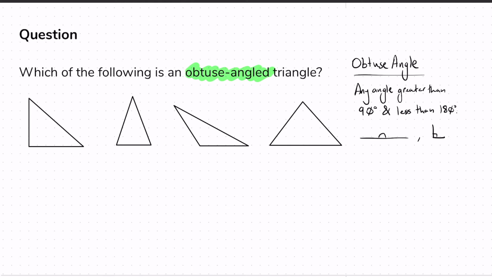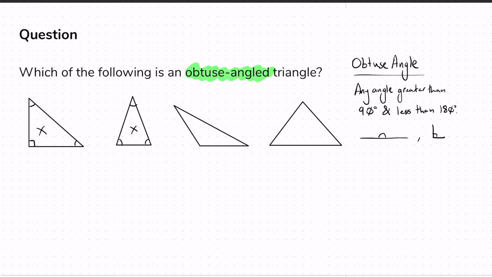So when I'm looking at these triangles, I'm trying to find angles that satisfy that. Now immediately, I can see this is a right angle, and these angles here are both smaller than a right angle, what we call an acute angle. So it's not this one. Put a cross on that. This next triangle, right, less than 90, less than 90, less than 90. So once again, not an obtuse angle triangle.